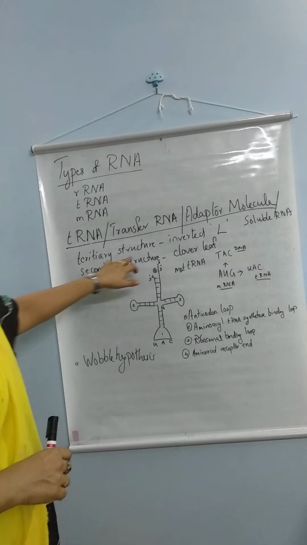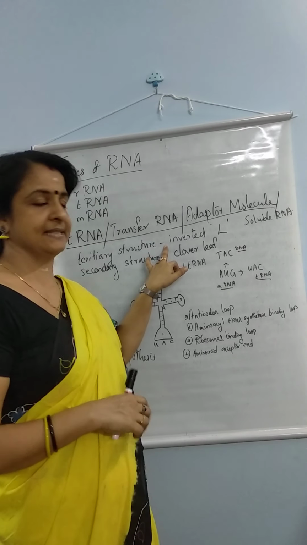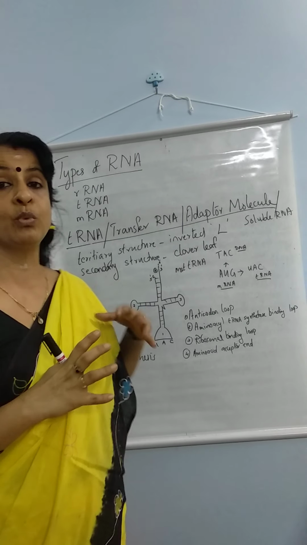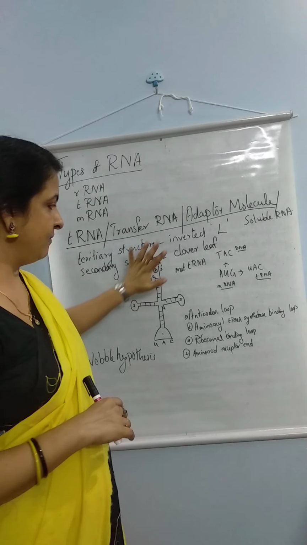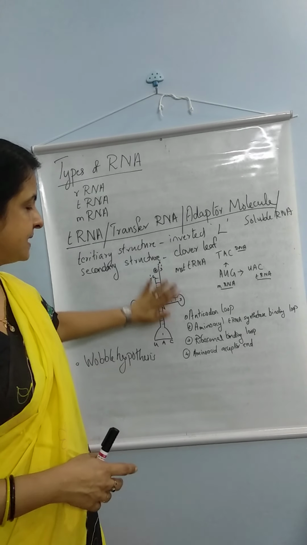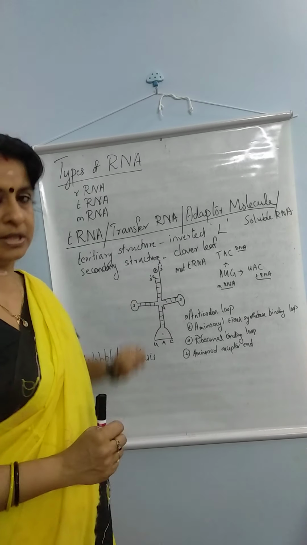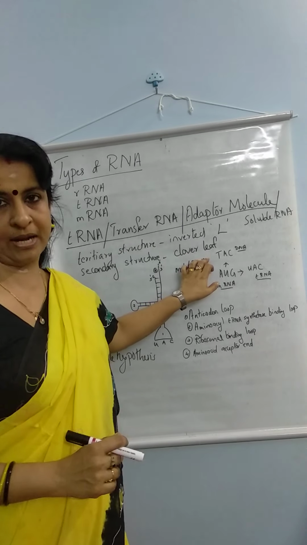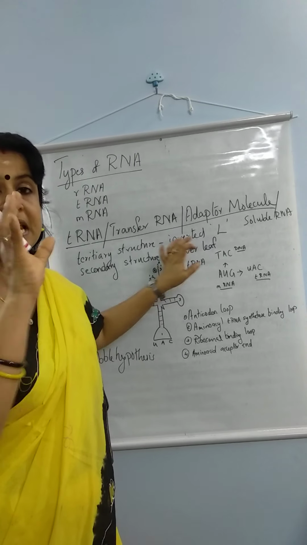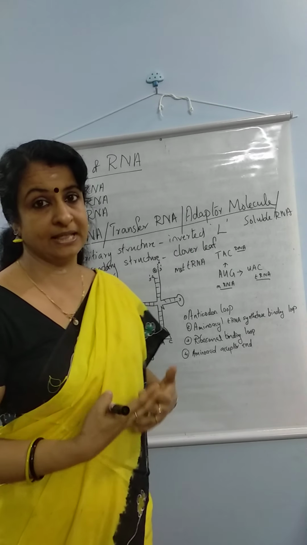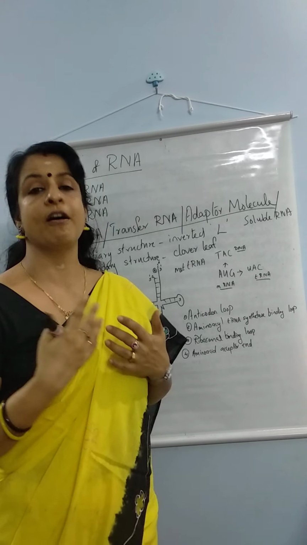Now, the tertiary structure of tRNA, that is the three-dimensional structure of tRNA, has an inverted L shape. Normally what we need for studying is the secondary structure, which can be drawn on paper. This secondary structure has a clover leaf model. So we call the clover leaf model the secondary structure of tRNA.